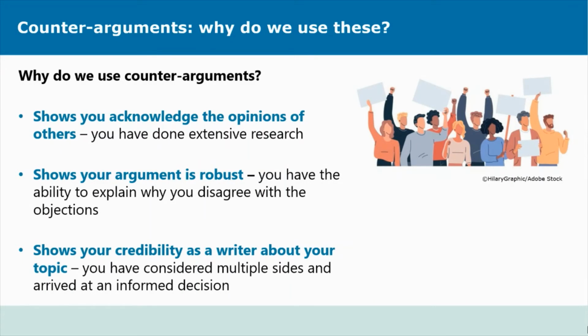If you can write about objections and explain why these are wrong, again giving evidence, then it shows that your argument is robust and will also give the reader greater faith in your writing, as they will feel your essay or dissertation is giving them an unbiased, rounded view.